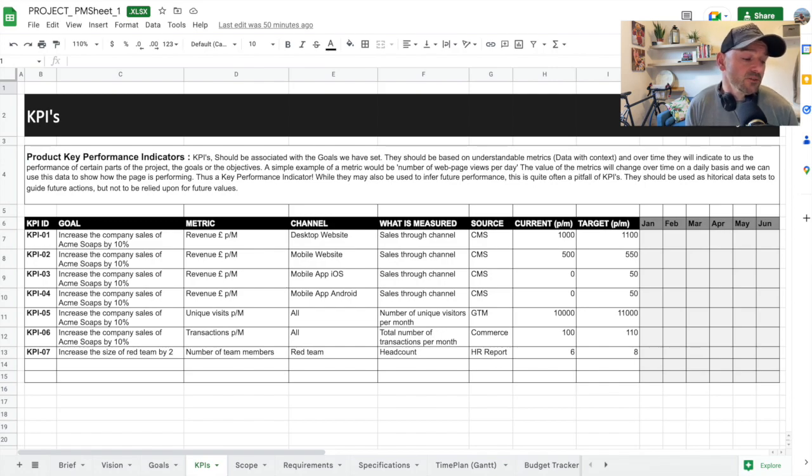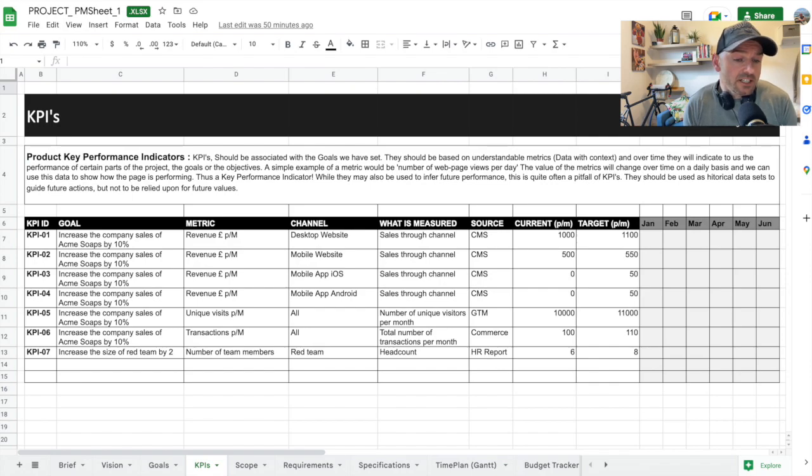So we've said one of the goals is to increase sales by 10%. Then the target is quite easy to work out. If it's 1,000, then 1,100 is our target. So we can see where we're at and where we're trying to get to on each of these KPIs, and it gives us a really good steer on how successful this project is based on these numbers.